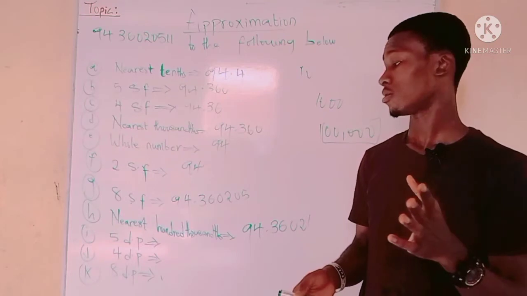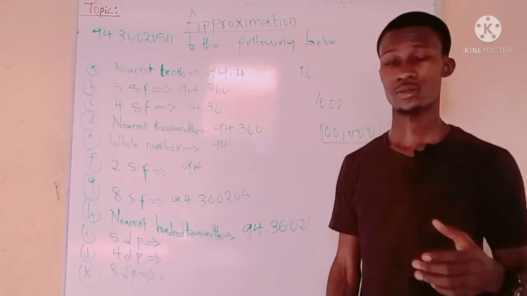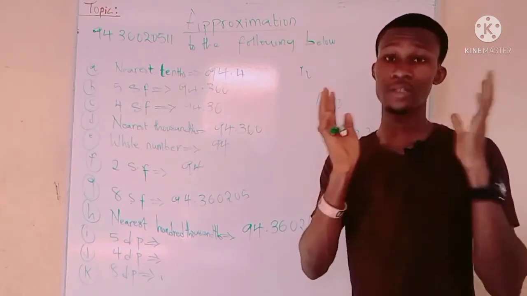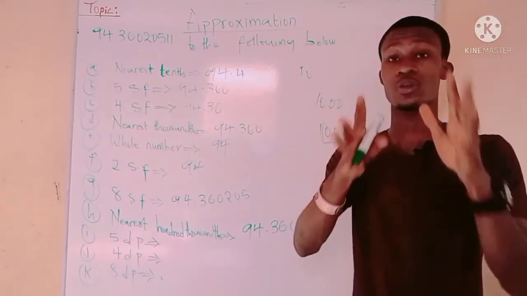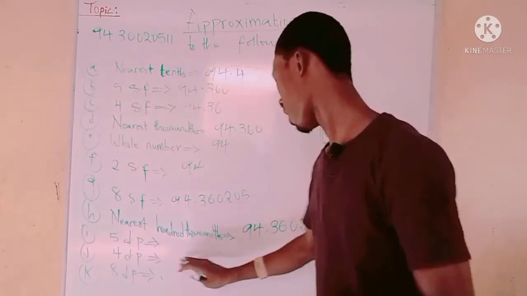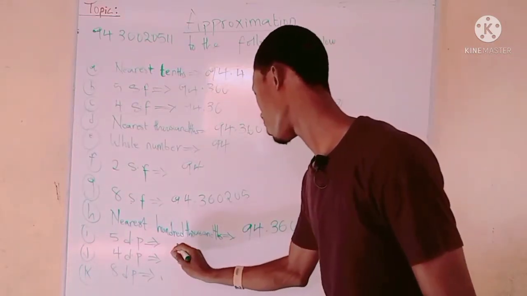Now to 5 decimal places, the answer for the nearest 100,000 will also be the answer for 5 decimal places. I can hear you, don't worry. I can hear you shouting out loud what the answer is. So that means we'll just repeat exactly this.